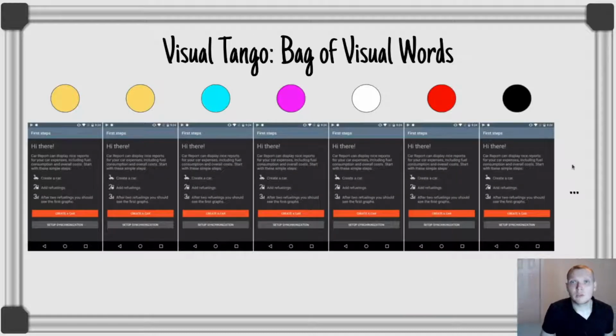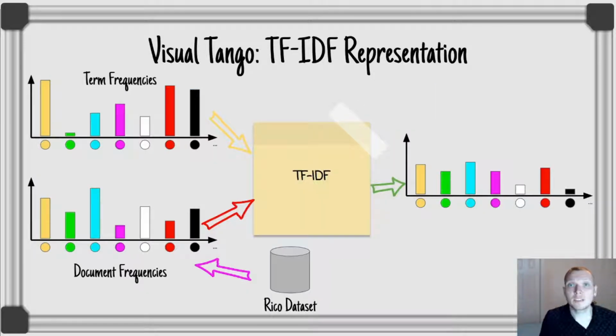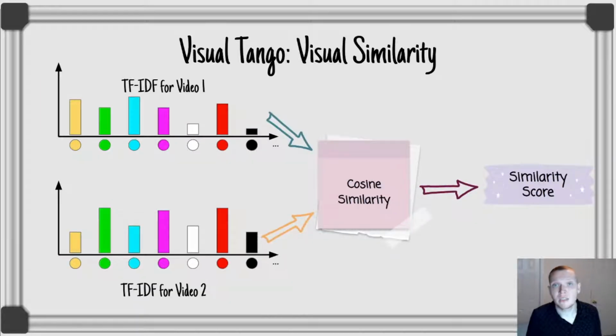We then do this for each frame in a given video, which we get using FFmpeg, to generate a bag of visual words. We then use the term frequencies and document frequencies, which we generate using the RICO dataset, in order to perform the standard information retrieval technique TF-IDF. And with this TF-IDF representation, we can now compute the similarity between two videos.